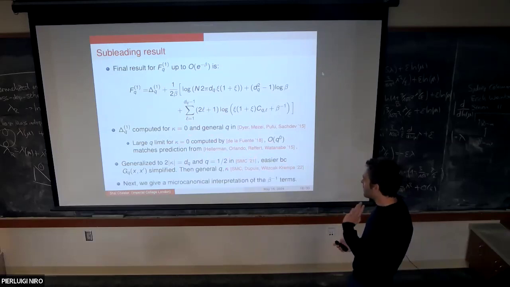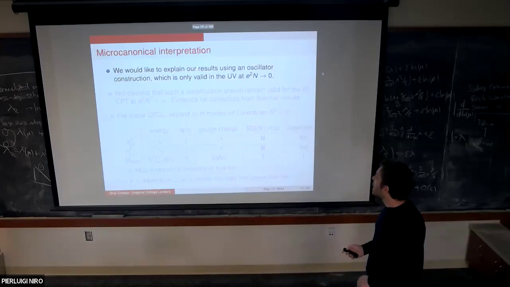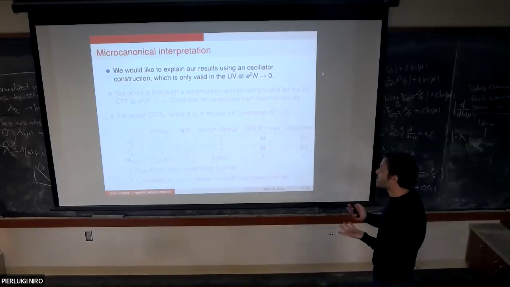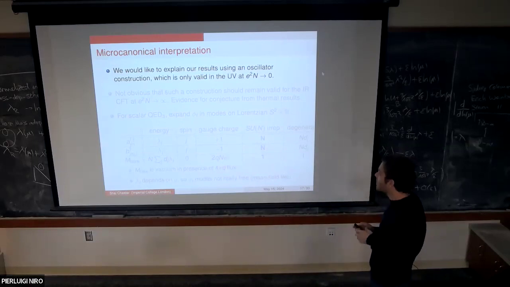Okay, so now let's give a microcanonical interpretation of these answers that we have found. So what's the idea of a microcanonical interpretation? The idea is that you want to use some kind of oscillator construction. And this is actually only valid in the UV when e squared times N is going to 0.